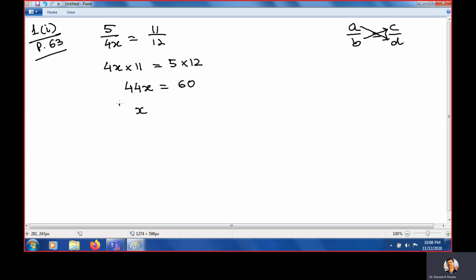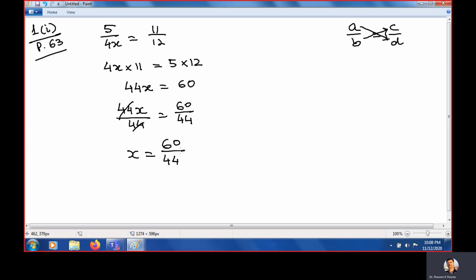So if you divide by 44 on both sides, how much is it? It is 60 upon 44. So this cancelled. So x is equal to, what is the solution? 60 upon 44. But 60 upon 44 is not in the lowest term. It is not the lowest term. So what do we need to do?